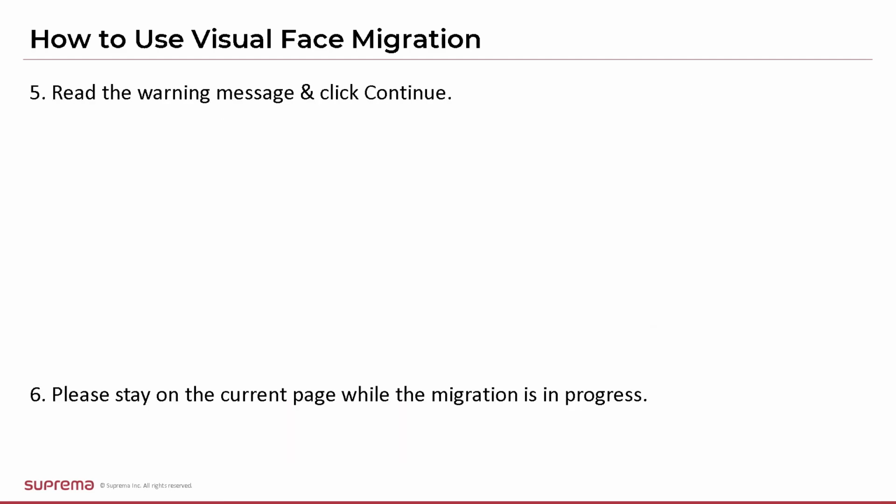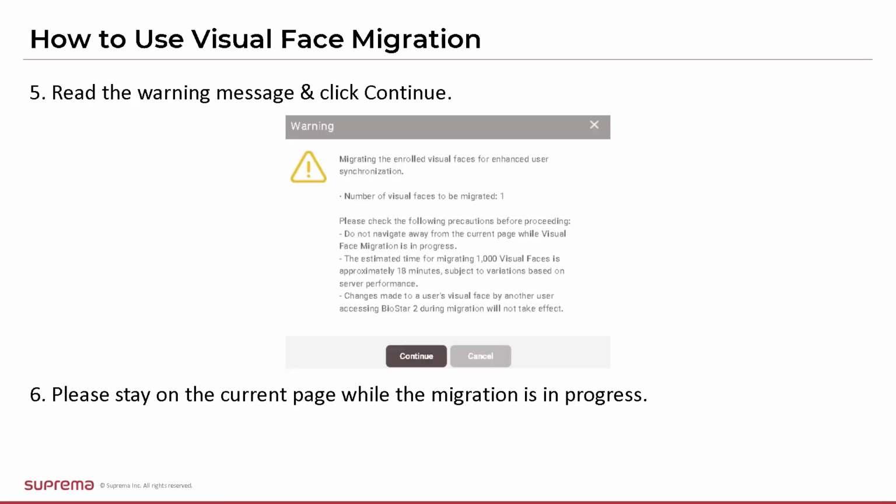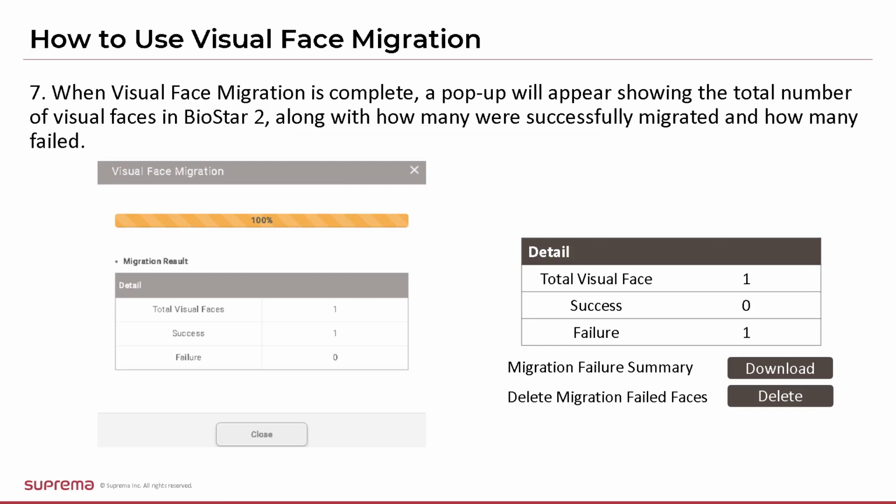The warning message advises you not to move to another page while the function is in operation. Since there is no separate progress bar, it guides you to estimate the completion time by informing you that it will take about 18 minutes for 1,000 users. During the migration process, any changes made to the user's visual face by other users accessing BioStar 2 will not be applied. When the visual face migration is complete, you will be taken to a pop-up like this. If it failed, you can download the failure summary to determine the cause.